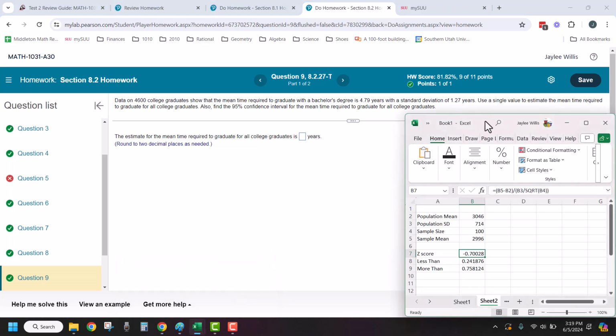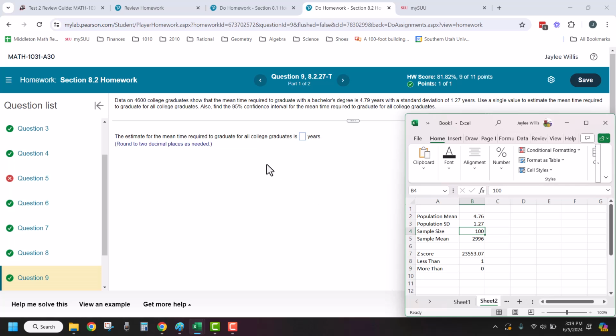So the problem says data on 4,600 college graduates shows that the mean time required to graduate with a bachelor's degree is 4.79 years with a standard deviation of 1.27 years. So I'm just going to go ahead and type those in right now. The mean is 4.79. The standard deviation is 1.27. And then it says use a single value.